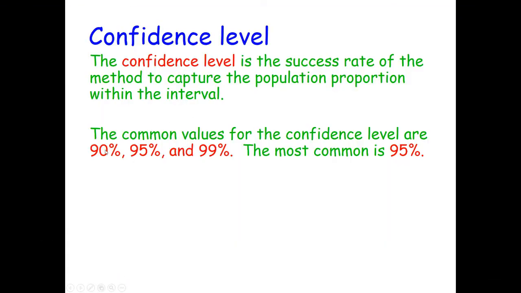And that's just how these levels work. So 99% is going to be the largest interval. 90 is going to be the smallest interval of the three.